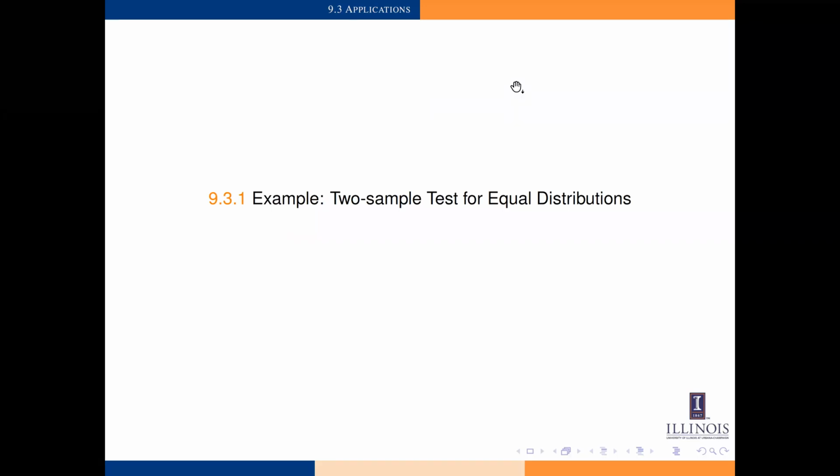Okay, I feel like I talk too much, and it might be a good idea that we start looking at some examples. Our first example involves the two-sample test for equal distributions. So that's quite similar to our motivating example where we are interested in whether group A and group B have the same distribution.